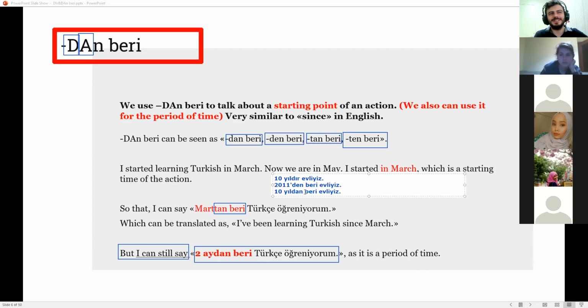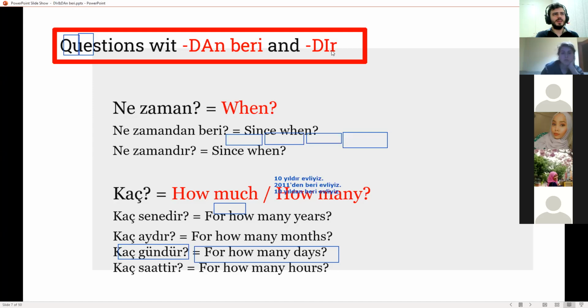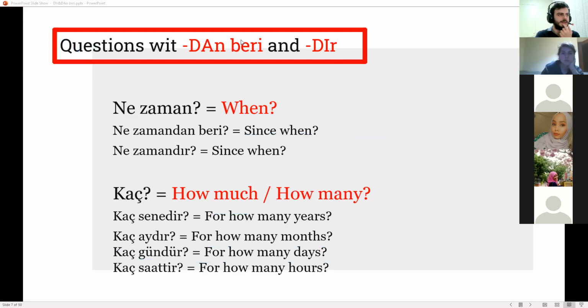So if you see this in an exam, just a tip for you, you can always write dan beri and it's going to be correct, if the teacher asks you the difference between dan beri and dır. Tamam? But in spoken language, we usually use dır for a starting point. Yeah, that's it.